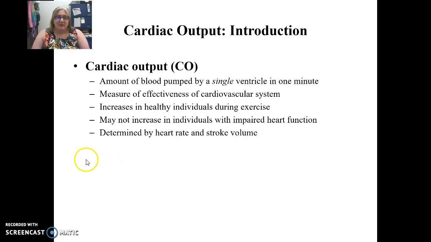and the amount of blood can increase or decrease depending on the health of the heart, the size of the heart. The two factors that determine cardiac output are the heart rate and the stroke volume.